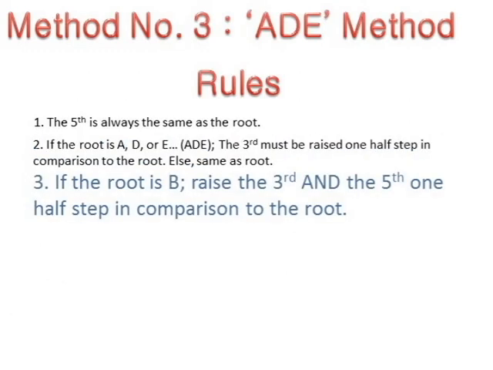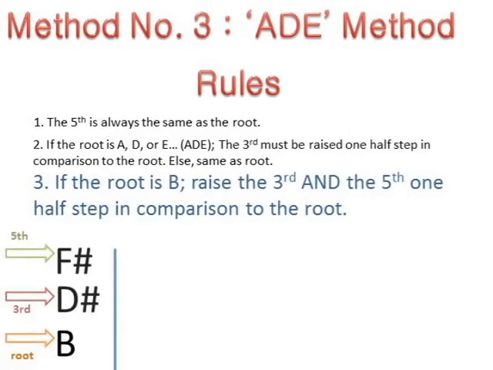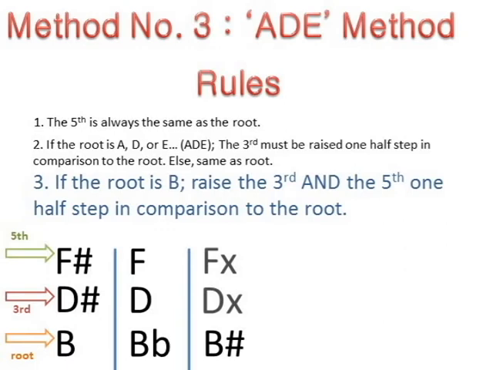Rule 3. The only exception to the first 2 rules is when the root pitch is B. In this case, if the root pitch is B, you must raise the third and the fifth 1 half step in comparison to the root. So if the root B is natural, then the third and the fifth are sharp. If the root B is flat, then the third and the fifth are natural. If the root B is sharp, then the third and the fifth are double sharp.